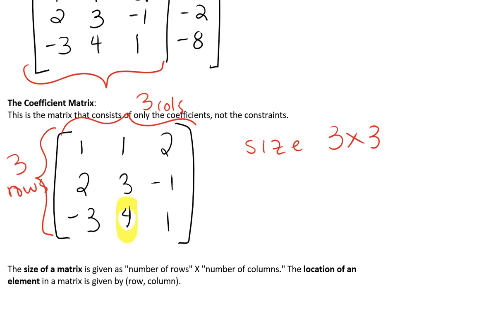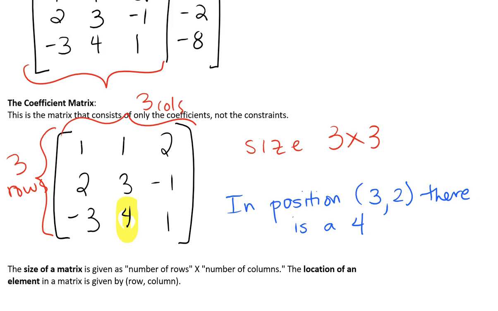So for example, this 4 is in row 3, column 2. There is a 4 in position row 3, column 2. If we wanted to talk about, say, this -1, this -1 is in position row 2, column 3. Okay. So 2, 3 and 3, 2 are different positions, so the order does matter. We will always use rows first and then columns.